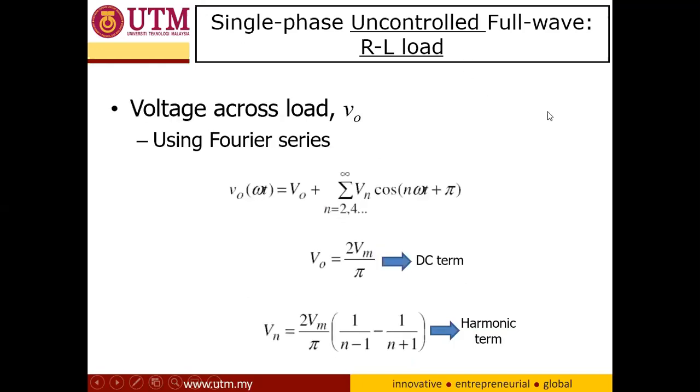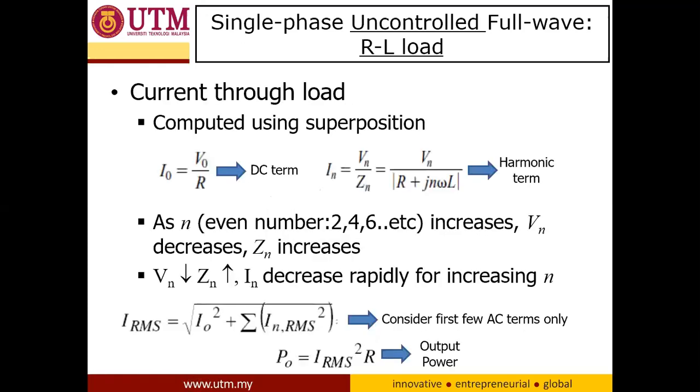can be written in terms of Fourier coefficients. We have V out as the DC term, and we have the AC component, which is Vn cos(n omega t plus pi), where n is an even number, and this Vn can be computed by using this one. So this Vn we call the harmonics component. And the current can be computed by using this equation.